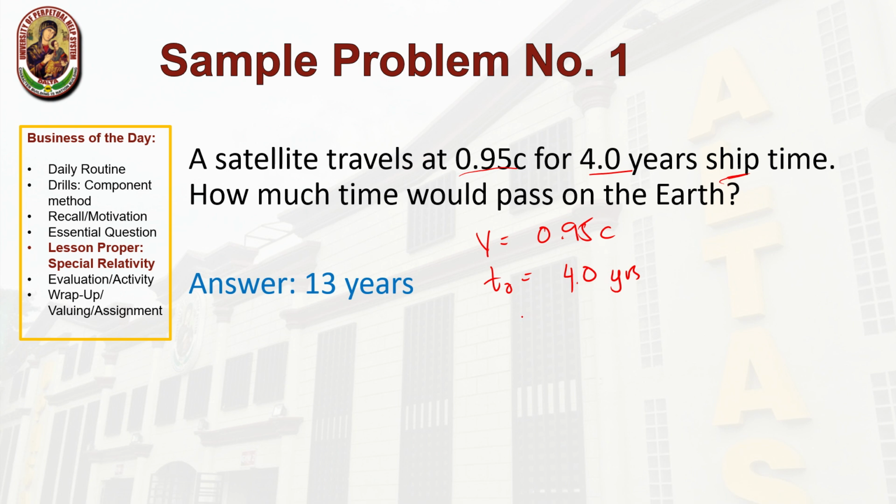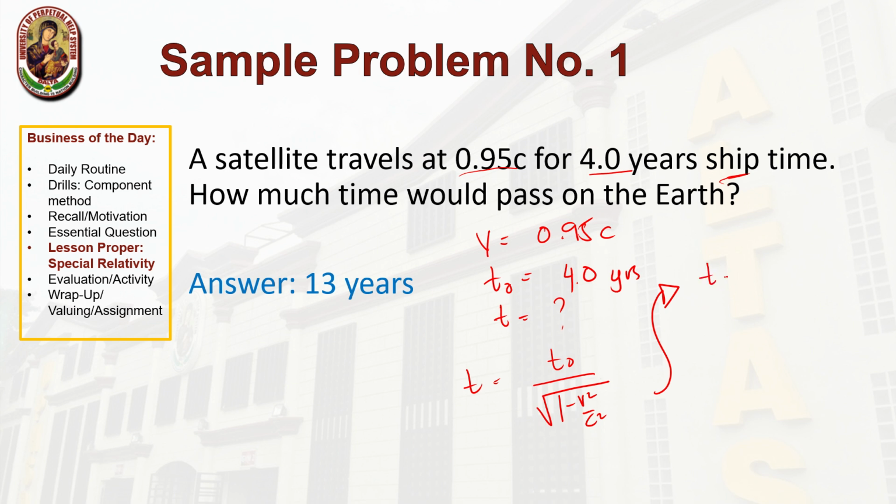Okay, the one that we are being asked here is the time it would take to pass on Earth if recorded by the observer on Earth. Okay, so T is what we are looking for. So let's write the equation. T is equal to T sub 0 over square root of 1 minus V squared over C squared. So very simple. We don't have to do any derivation, right?